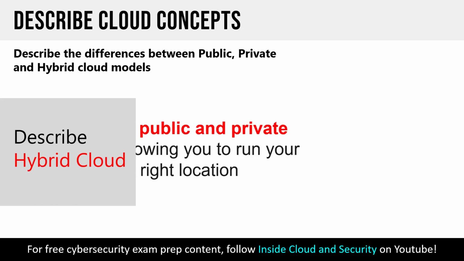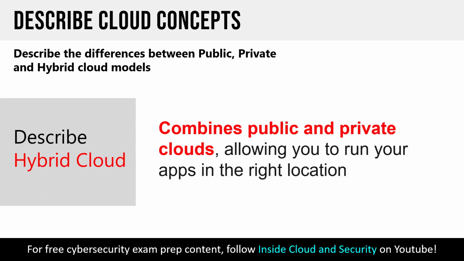So a hybrid cloud combines public and private clouds, allowing you to run your applications in the right location. And this is the flavor of cloud computing that most enterprises use today. They'll run many applications and services in the public cloud, but for some of those legacy scenarios, some of those scenarios that require specific aspects of control and compliance, they'll run those in their private data center.